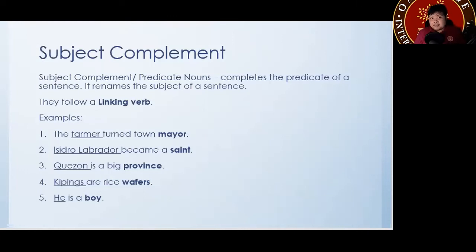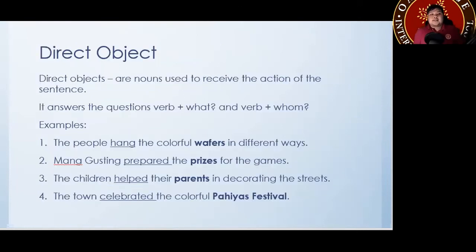Rice wafers are keepings. That's also one way for you to find out if it's a subject complement or not. Next, direct objects. Direct objects, guys, these are nouns that come after an action verb, and they are receiving the action. For you to find the direct object, you have to ask the questions verb plus what or verb plus whom.